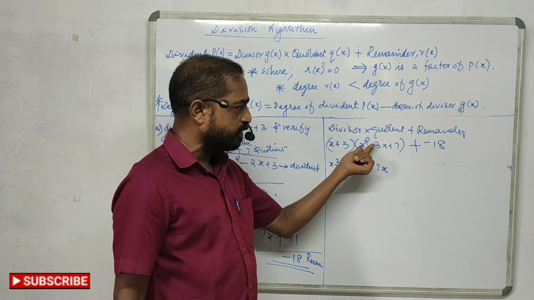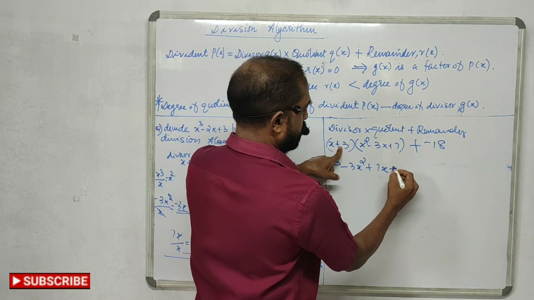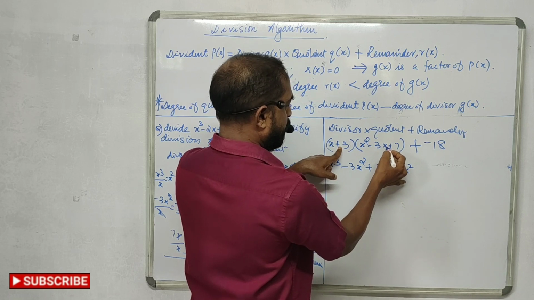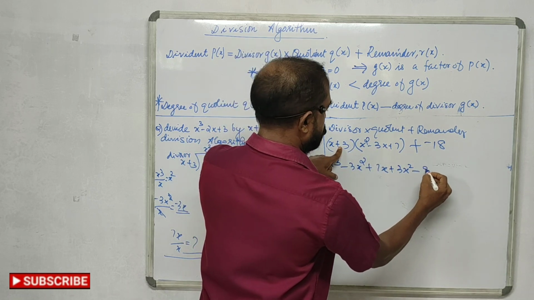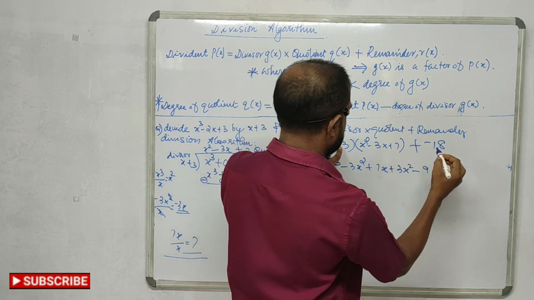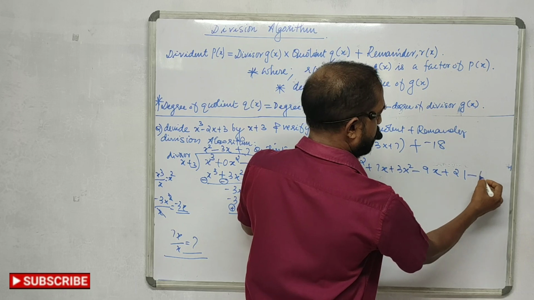Next, multiply each and every term of the second bracket by plus 3. That is 3 into x square, plus 3x square. Minus 3x into 3, that is minus 9x. 3 into 7, that is 21. Plus minus becomes minus 18.